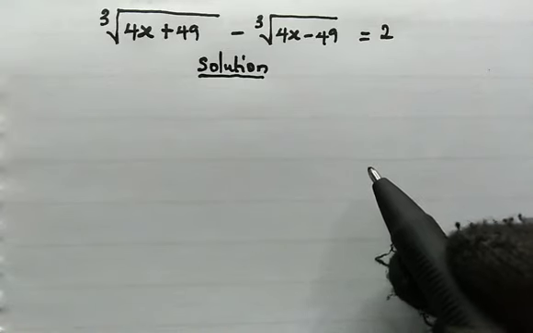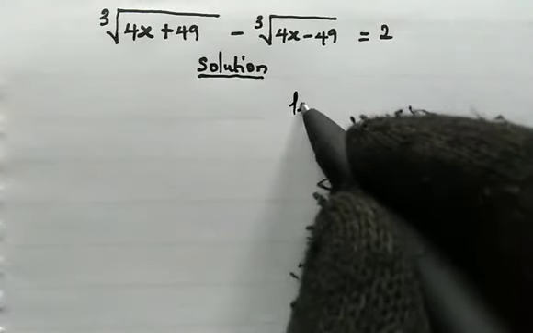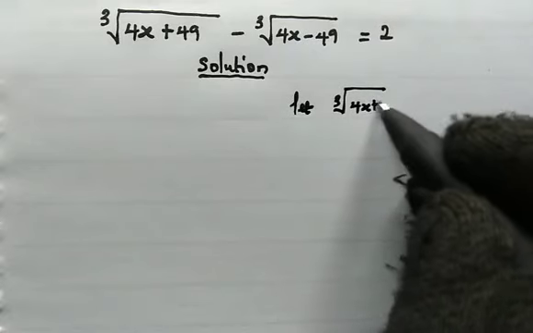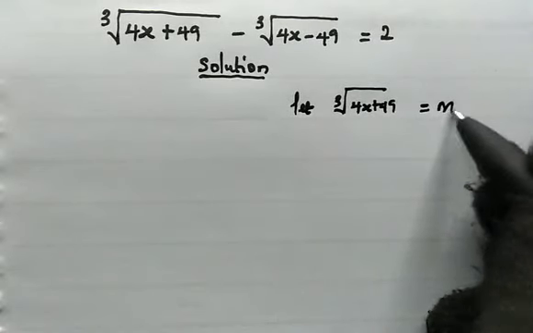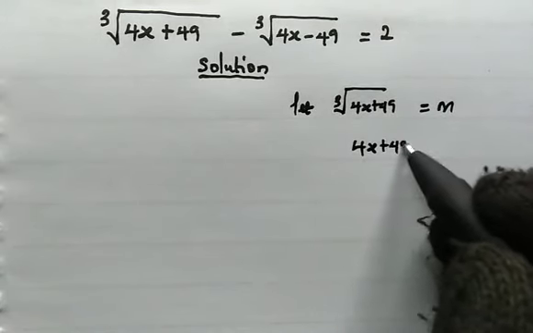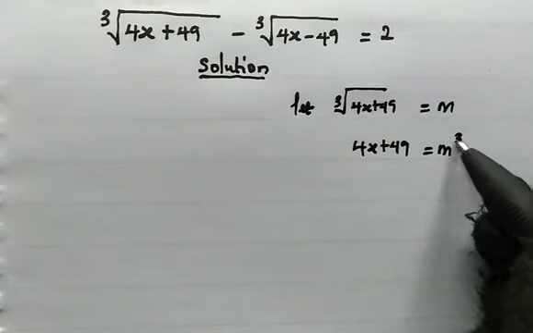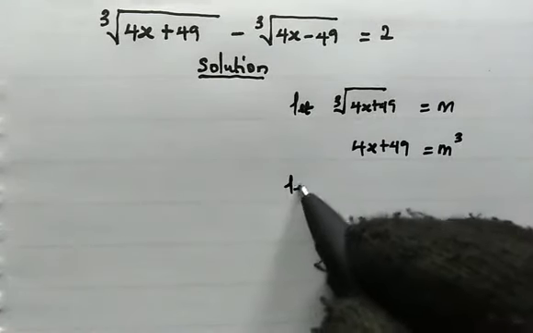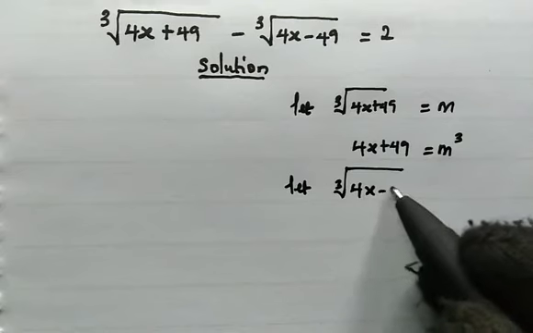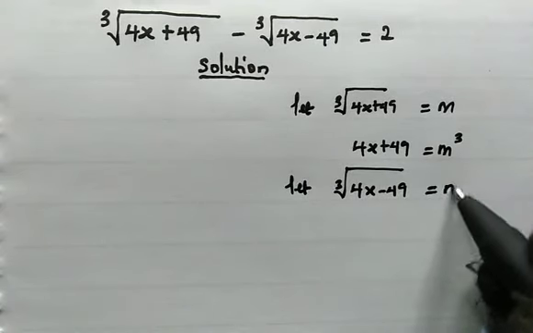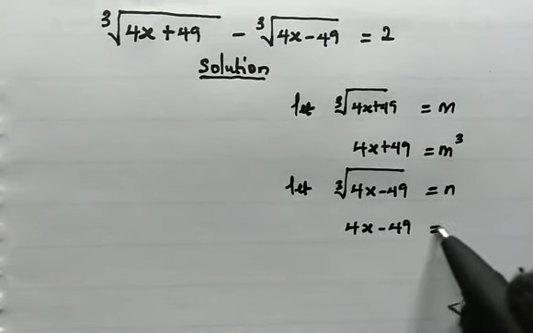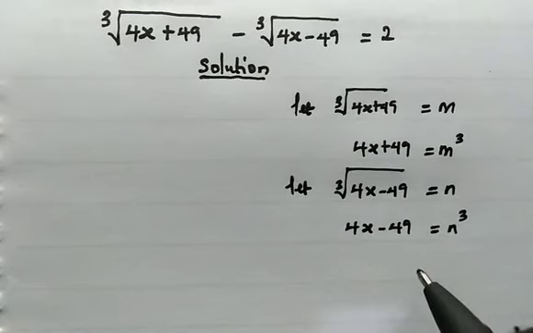Now let's get started. I'm going to let the cube root of 4x plus 49 equal m. Now, when we cube both sides, we find out that 4x plus 49 is equal to m cubed, right? And again, we're going to let the cube root of 4x minus 49 equal n. When you cube both sides, we get 4x minus 49 is equal to n cubed, right?